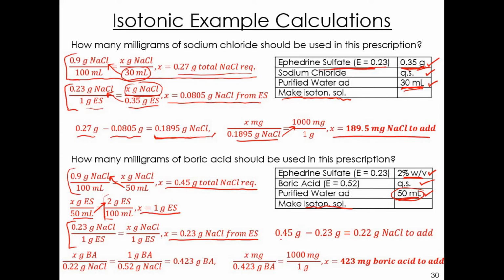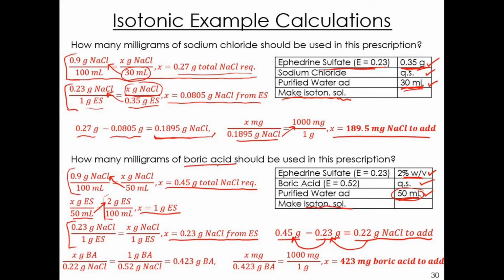All right, so we subtract from the total amount of NaCl that would be required to make the entire 50 mils isotonic. We subtract out the contribution of the ephedrine sulfate from that and see that we actually only need to add 0.22 grams sodium chloride to the ephedrine sulfate to get the isotonic amount. Okay, so 0.22 grams NaCl are required.